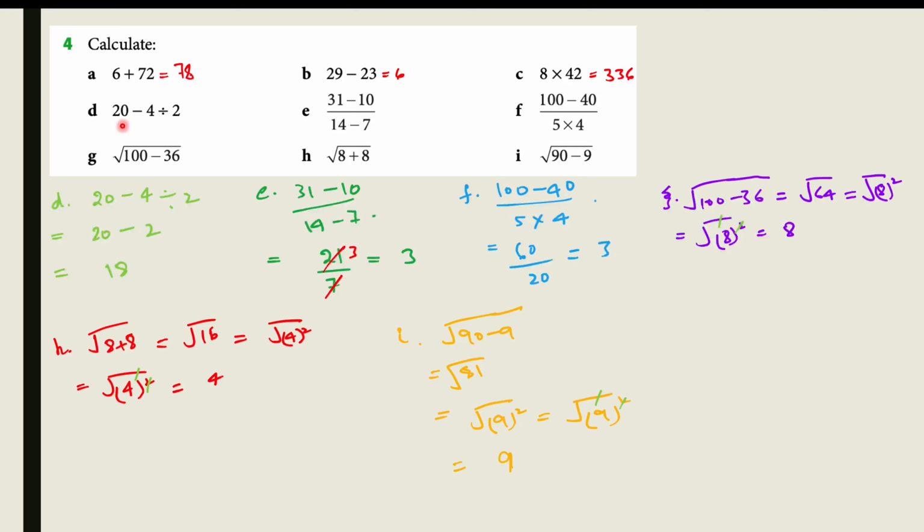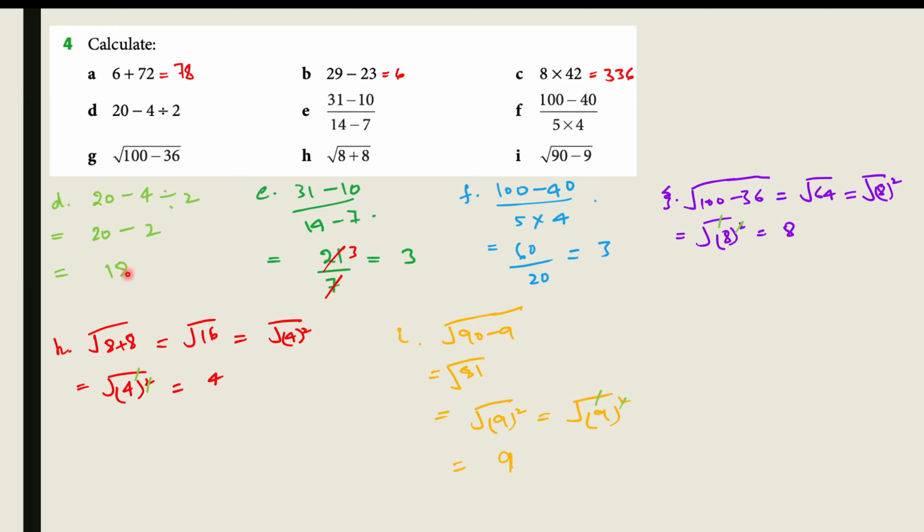Then we have 20 minus 4 divided by 2. So according to the rules of BODMAS, division comes first. So we will do division first. So 4 divided by 2 is equal to 2. Then after the division is done, we will do the subtraction. So 20 minus 2 is equal to 18.